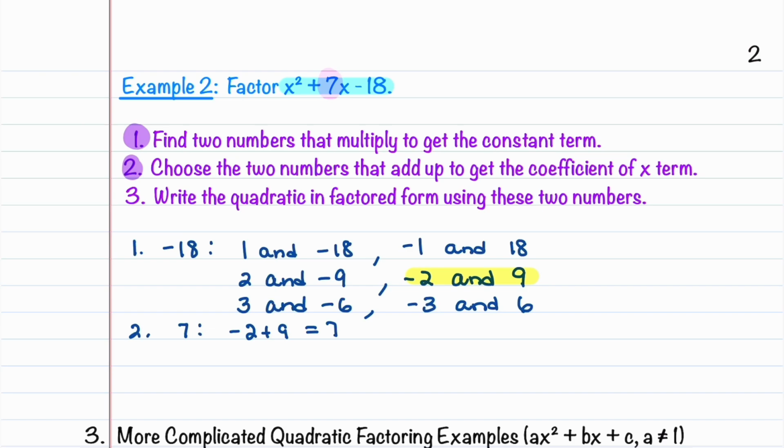Now we go to the third step, and we can just write the quadratic in factored form using these two numbers. Our quadratic is x squared plus 7x minus 18, and it's equal to x minus 2 times x plus 9. You can always check your answer by multiplying these two expressions out and making sure that you get back x squared plus 7x minus 18.